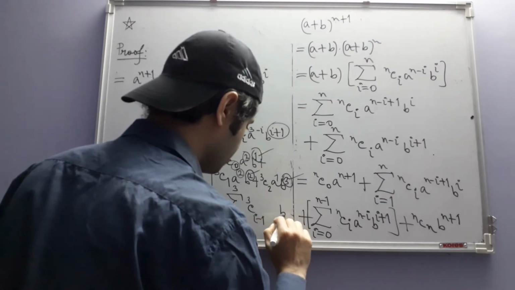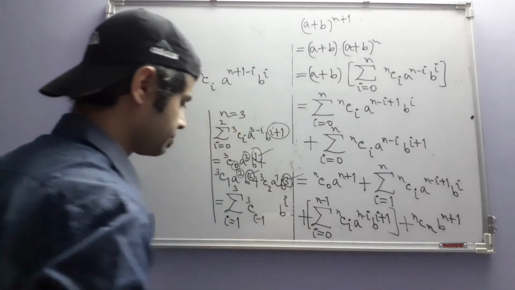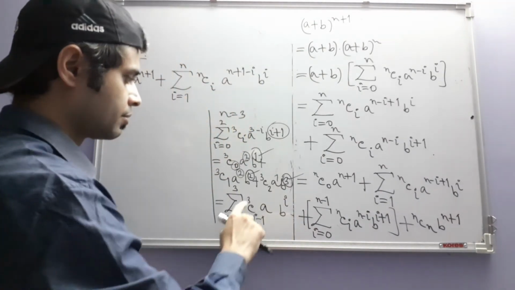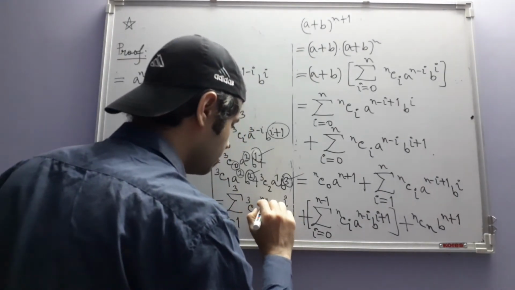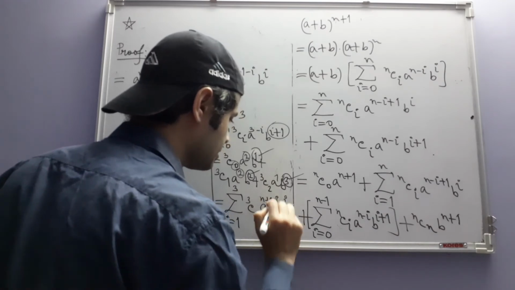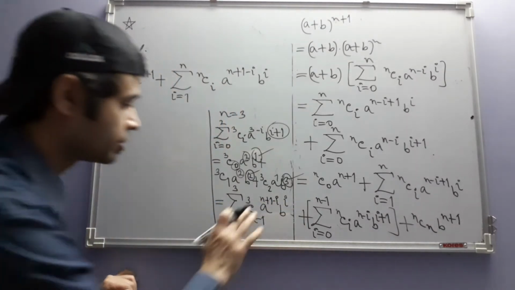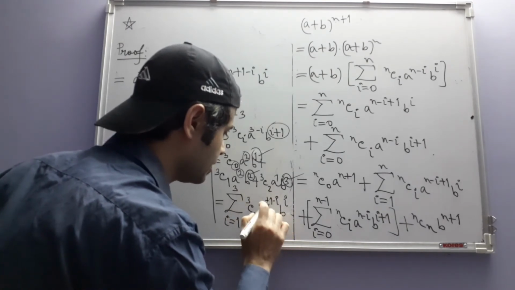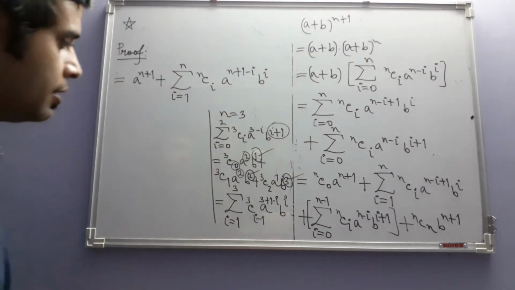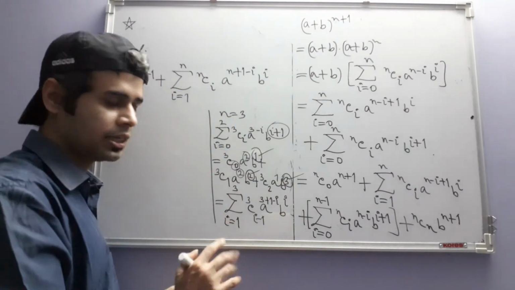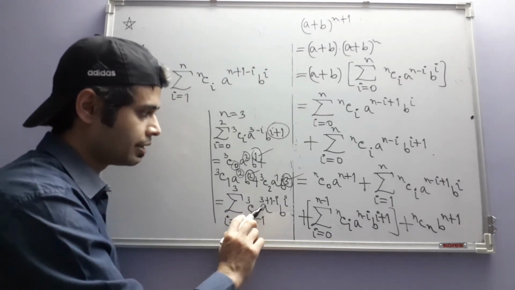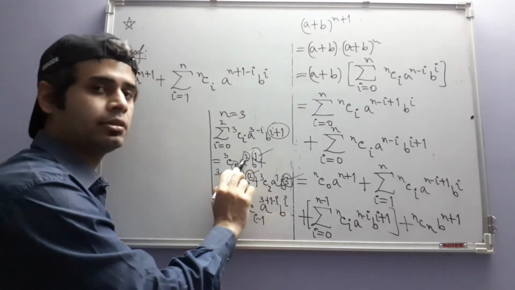If you look carefully, this will be a to the power n plus 1 minus I. Oh, sorry, 3 plus 1 minus I. Okay, let us see if we have written the correct thing. When I put I equal to 1, I get a cube. So I get this one.